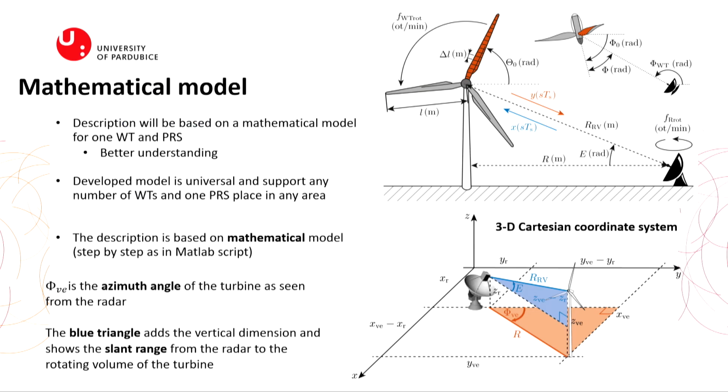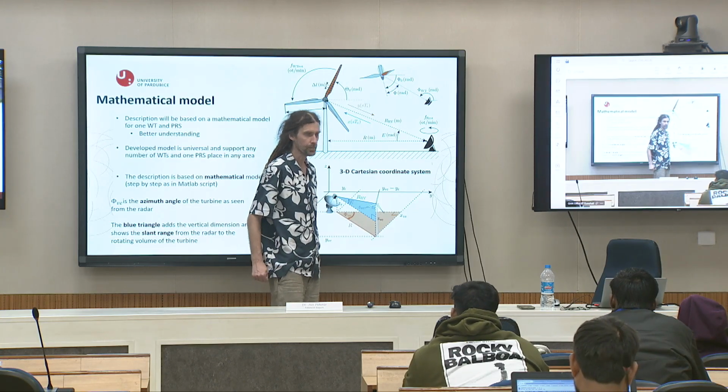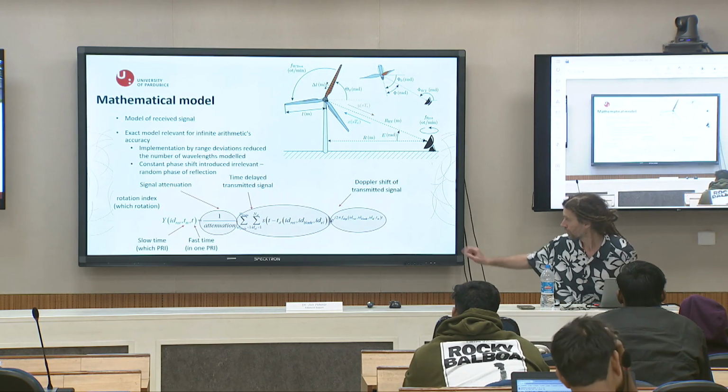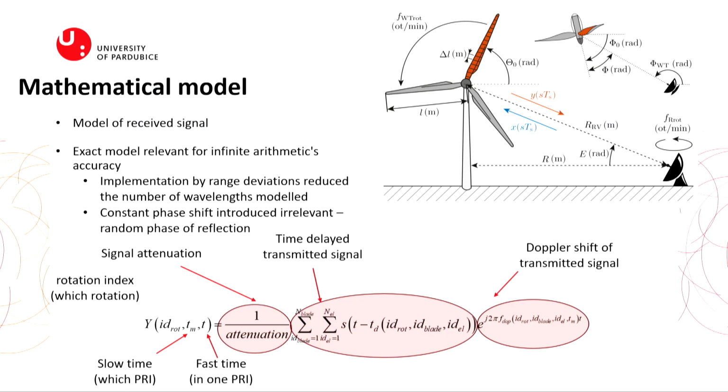So the blue triangle adds the vertical dimension and shows the slant range from the radar to the rotating column of the turbine. So we are in azimuth and this is like elevation. And this is the result of all computation. Of course, I will show you in detail how we derive this frequency, but generally it is our model. It is only one equation. It does not look so complicated, but believe me, it is a little complicated to compute.